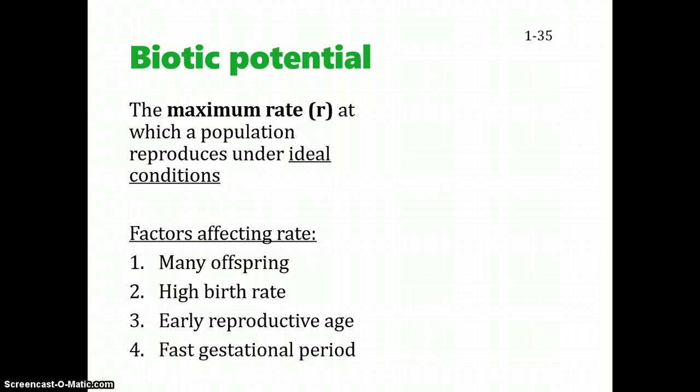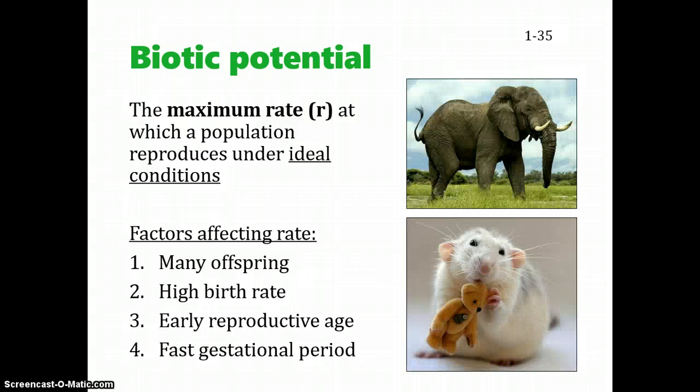And then finally, one thing that will increase R in a species is a fast gestational period. Now, a gestational period is the length of time an organism is pregnant. So for humans, our gestational period is about 9 months, whereas other organisms can be a lot shorter and others can be even longer. Now, if you're not pregnant for as long, that means you can have more offspring, increasing that R. So here's an example.